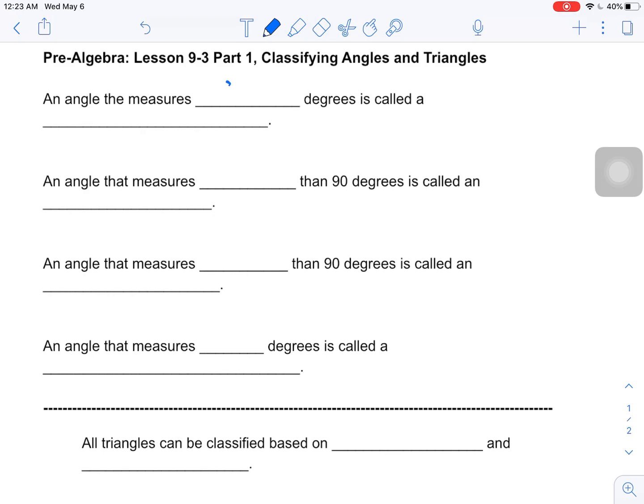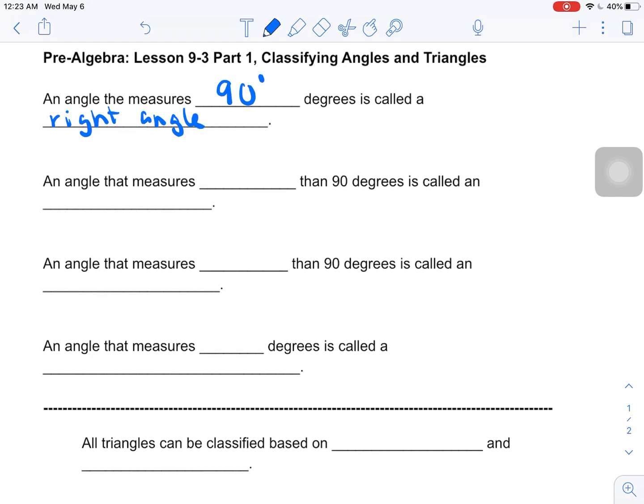So one type of angle is a 90-degree angle. And if an angle is exactly 90 degrees, we call that a right angle. So that is going to come into play with some of our triangle classifications. So that's a good reminder. When we talk about right angles, we're talking about a 90-degree angle.